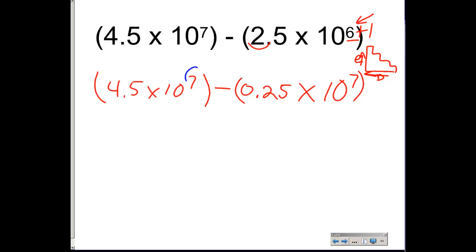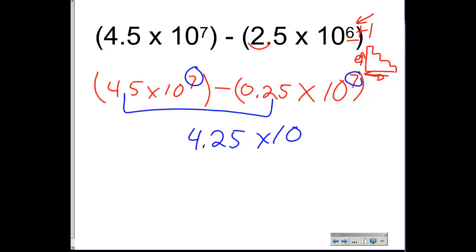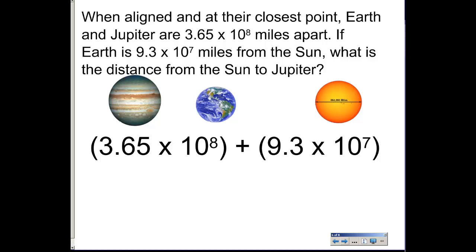Once my exponents are the same, I simply subtract the decimal values. So 4.5 minus 0.25 will leave us with 4.25 times 10, and we keep the common 7. 4.25 times 10 to the 7th. Now at any time, if this value right here becomes bigger than 10 or smaller than 1, you have to then readjust the exponent.